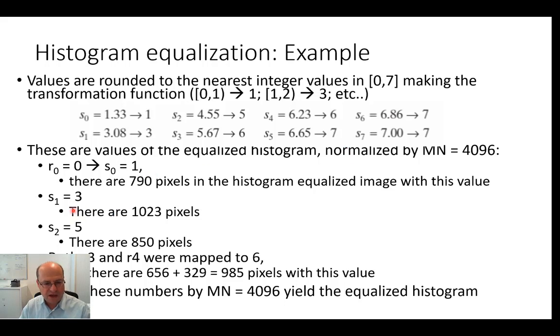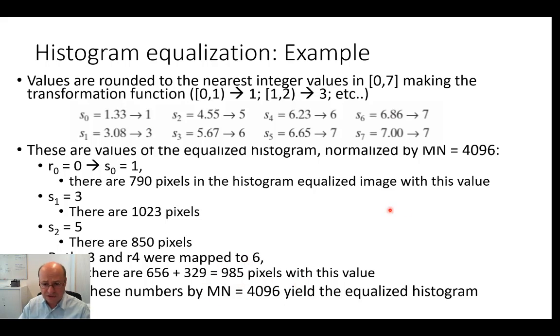and the same thing, I have to count them for pixels with value 1 and pixels with value 2. And pixels with value 3 and 4, they are all mapped to 6, so I have to count them. Then I have to sum all the pixels in the original image that had value 3, which are 656, plus 329. These are 985 pixels.